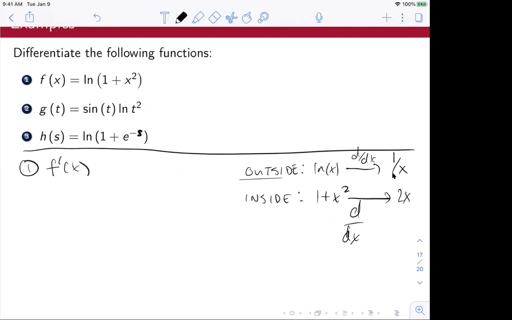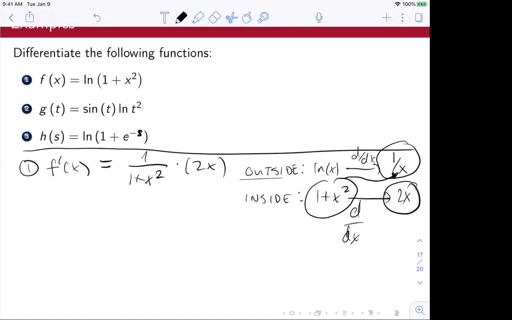So f prime of x then, we have everything we need. Well, I want the derivative of the outside evaluated at the inside. So I'm going to get 1 over 1 plus x squared, and then times the derivative of the inside times 2x. Okay. And if you want, I usually write this as 2x over 1 plus x squared. Usually, I write this function all the time. No, that's a joke. I don't. Okay. Any questions on that?